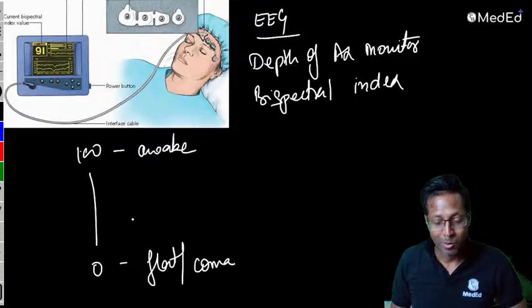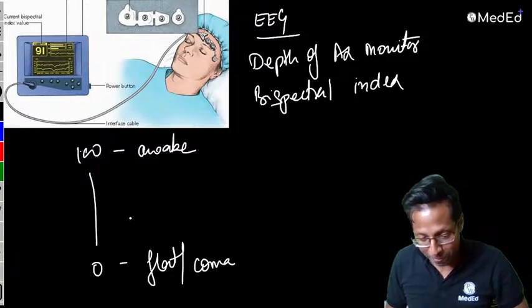Anyways, coming back to bispectral index. I liked the name, legendary Ritvik. That's why I just said that. Okay, don't feel bad, Dr.